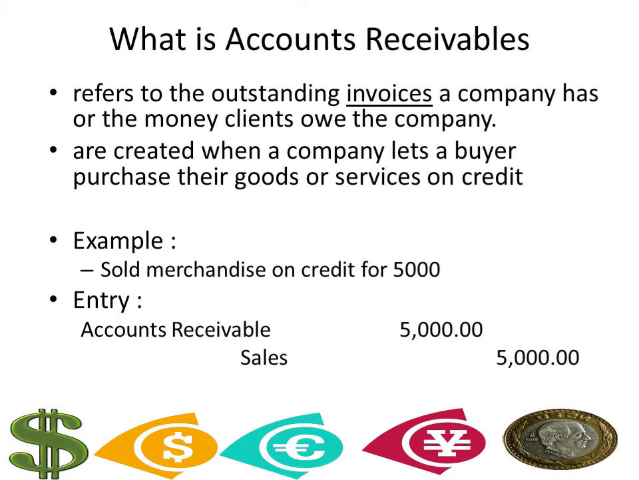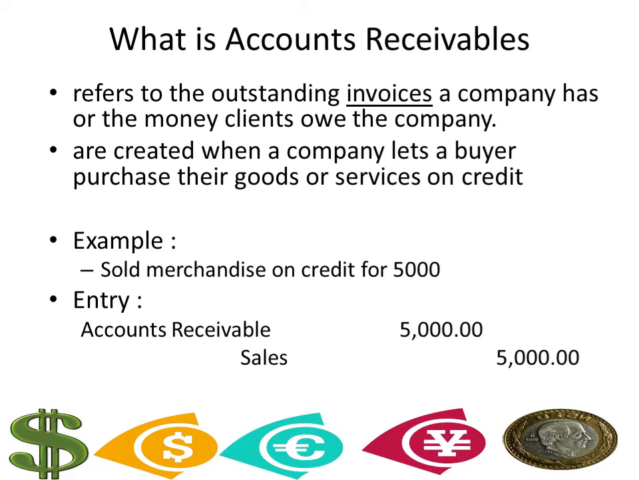Usually receivable refers to the outstanding invoices a company has, or the money clients owe the company. Meaning, these are when we render our services but payment is due at a future date, or are created when a company lets a buyer purchase their goods or services on credit. If you would see nowadays, we have credit cards. These are also considered credit sales if we are the vendor. And these are usually done based on trust and merely within the trading activities of the entity. That's why this is classified as our current asset.